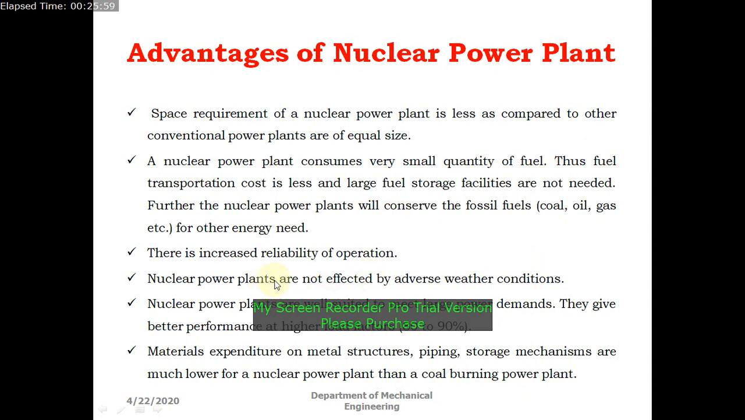Next, the nuclear power plants are not affected by adverse weather conditions. If you take a steam power plant, especially when it is operating in the rainy season as well as in the winter season, the coal pieces can absorb more moisture, so difficulty will be faced in burning the coal. We have to supply high temperature air to remove the moisture from that, but here there is no such kind of problem. Next, nuclear power plants are well suited to meet large power demands.